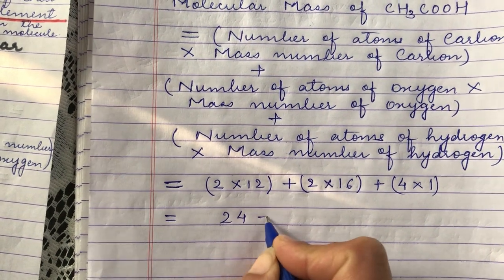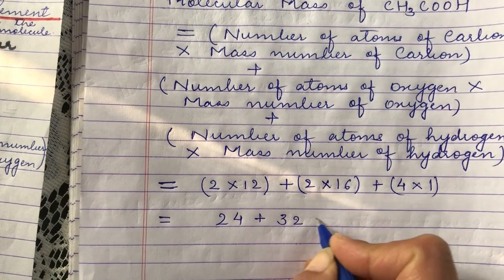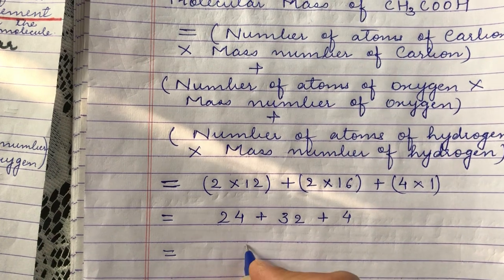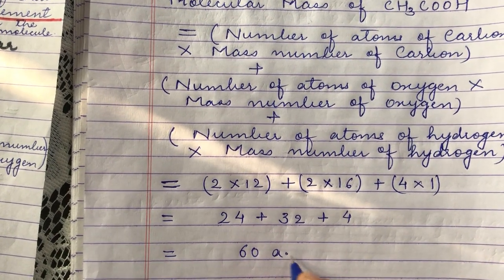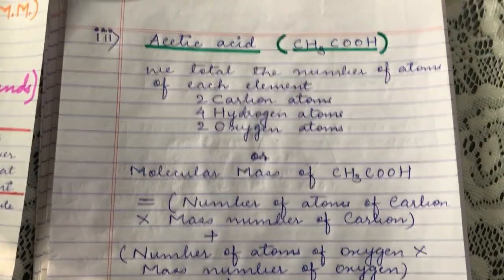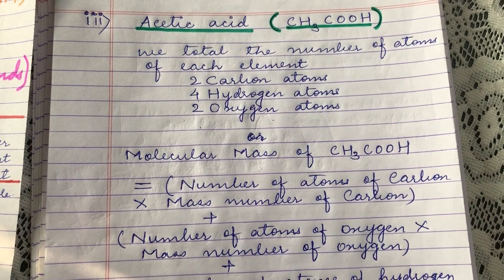And therefore we get 24 plus 32 plus 4, which comes out to be 60 AMU, that is atomic mass unit. So this is how we calculate the molecular masses of sulfuric acid, ammonium sulphate and acetic acid.